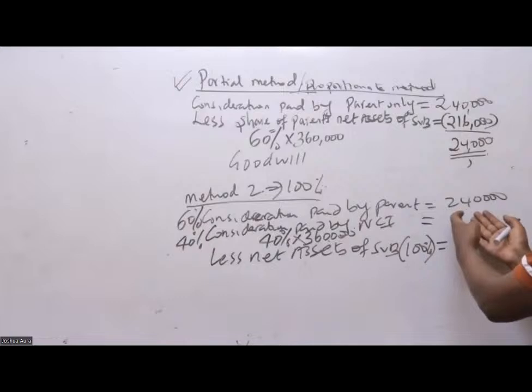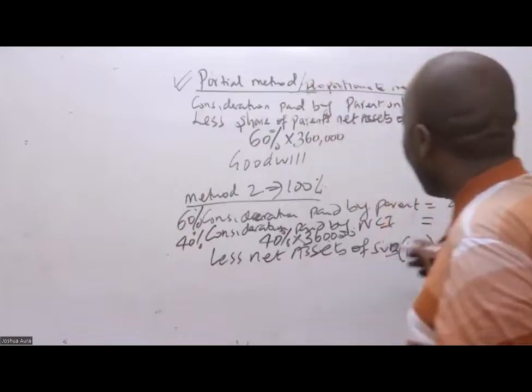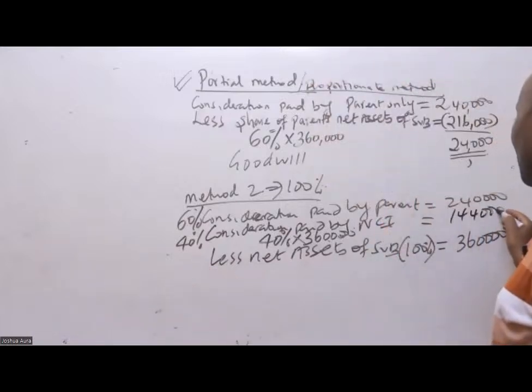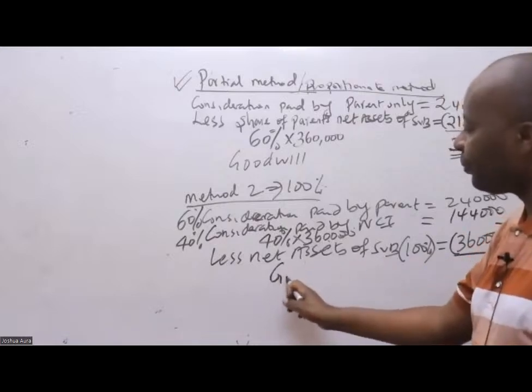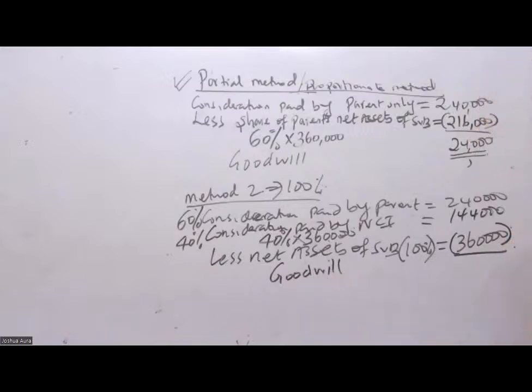So 40% of 360,000. Can somebody in this case here give me this 40%? Just to give us a figure here. 40% of 360,000. Somebody will give me how much? So somebody is giving me a figure of 144,000. So is there somebody who can subtract here and give me this goodwill? You take this plus this minus this net assets. It gives me the 24,000.